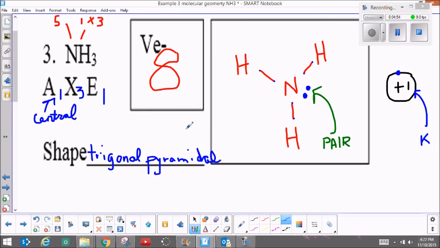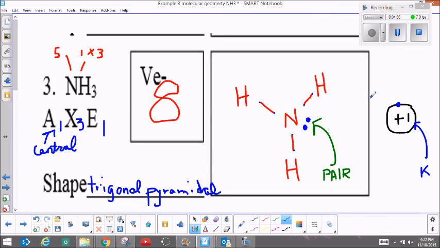Okay, and that is the practice problem number 3 off of the VSEPR worksheet.